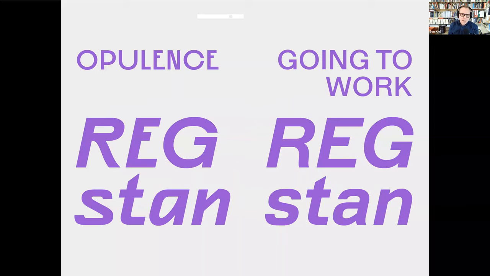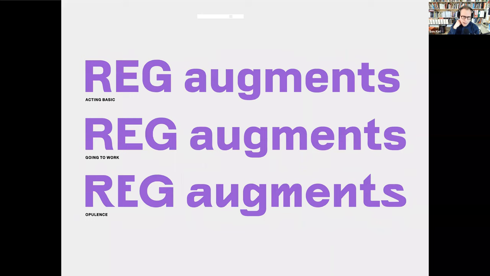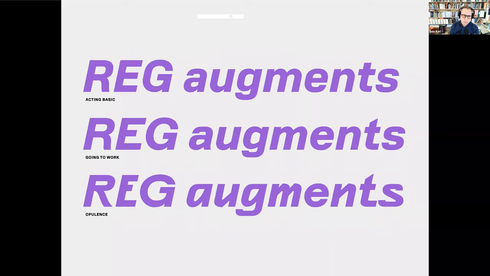I just want to take a moment to talk about the italic, because this is sort of the big departure. As Jesse was saying, we kind of knew Acting Basic and Going to Work would be pretty much just a cleaned up oblique. But the Opulence was sort of like, what are we going to do there? Obliquing this and cleaning it up would just make it feel dull and take away a lot of the personality. So this is where we ended up with for italics.